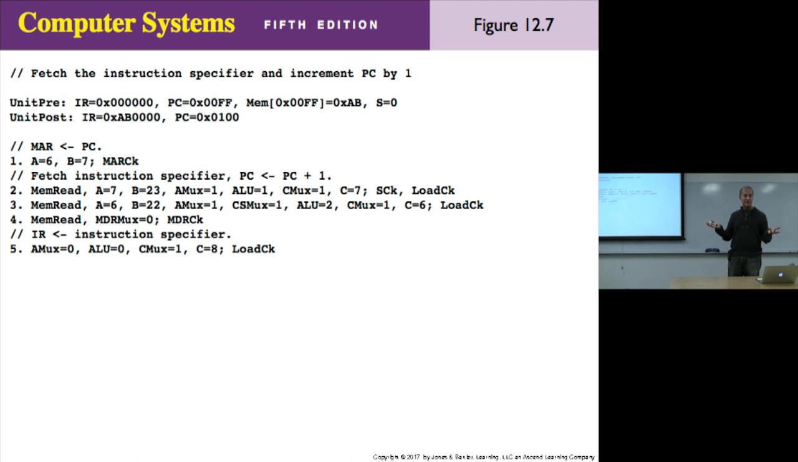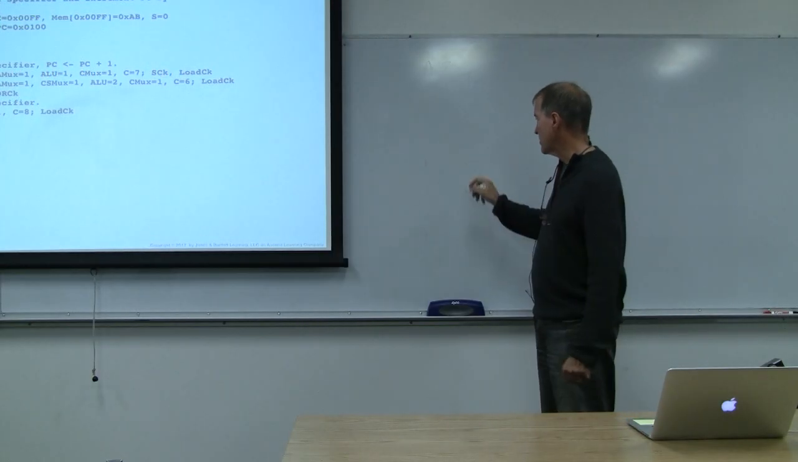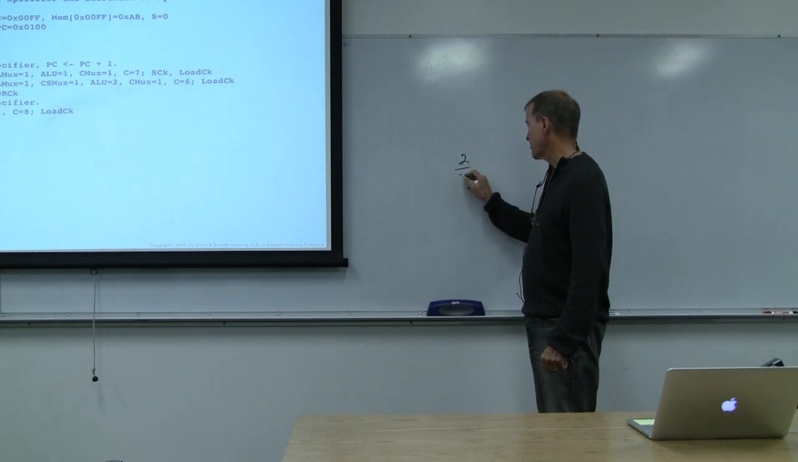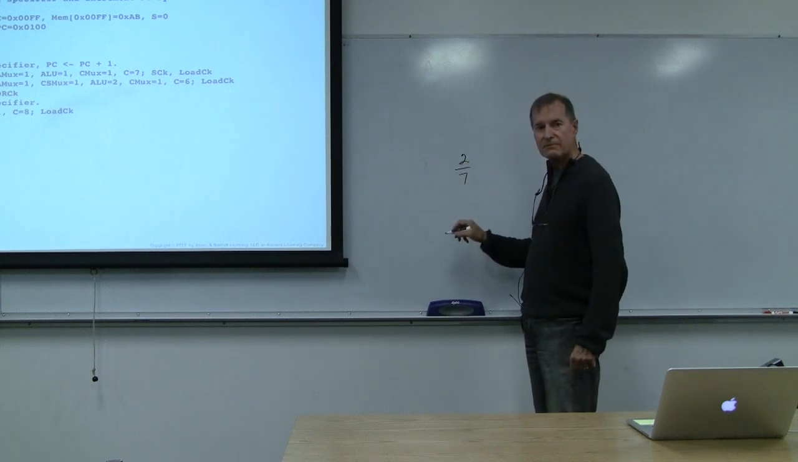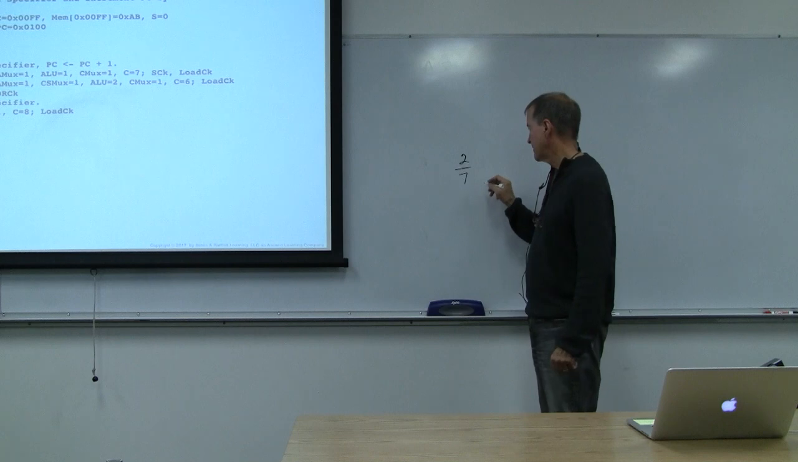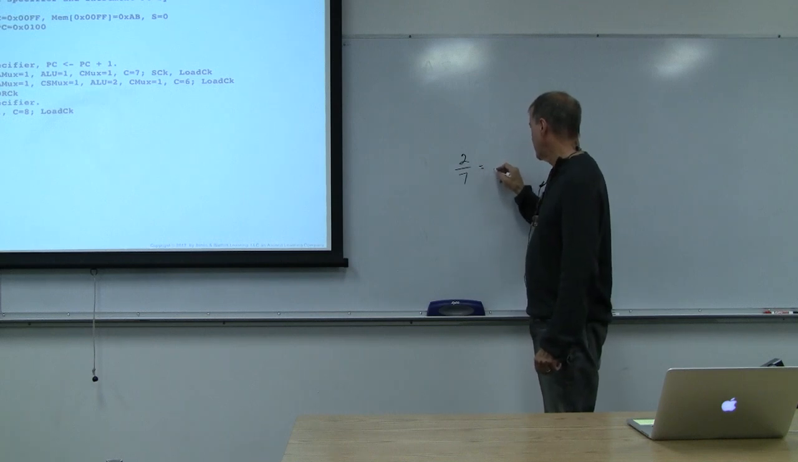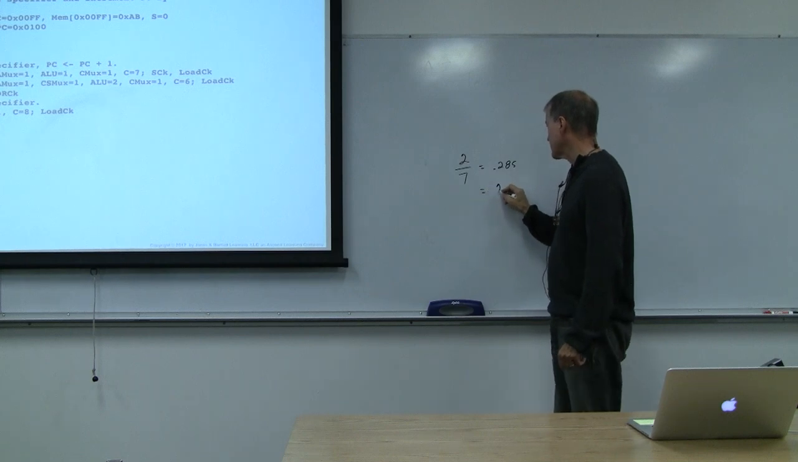So if each clock cycle is 10 nanoseconds, now it only takes 50 nanoseconds instead of 70. That's huge. What did we save? 2 out of 7, right? So our savings would be, somebody have a calculator? What's 2 divided by 7? .285. So you're talking 28%.